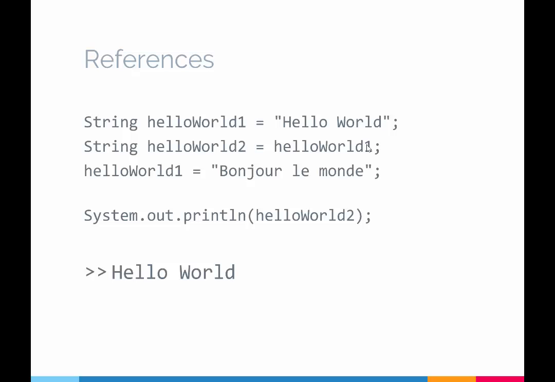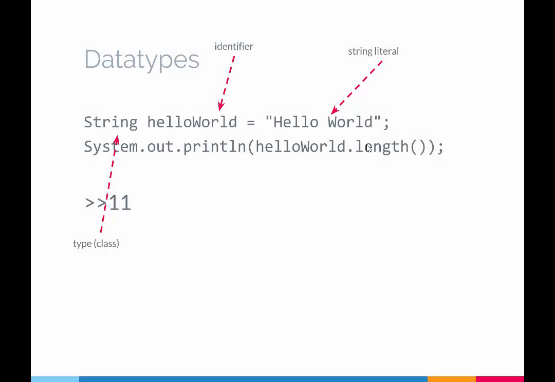Now, by the way, this is Java. Other languages may do things differently. Okay? Just so you know, this is Java. So let's look at how we declare strings and what the different components are.